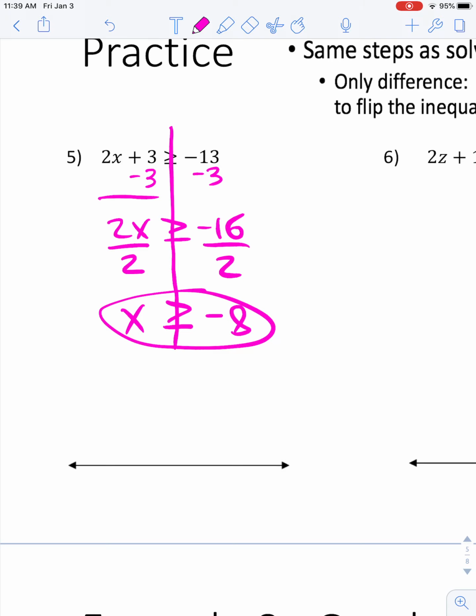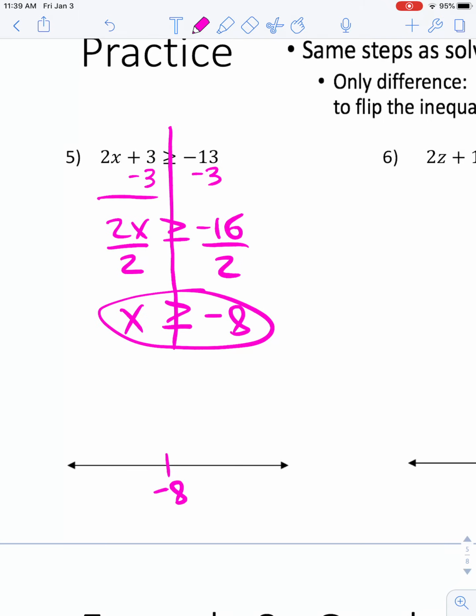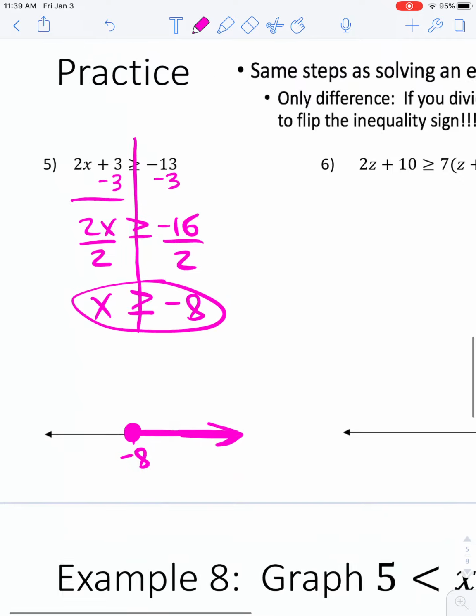That's my answer. X is greater than or equal to negative 8. So I go to negative 8. It's a greater than or equal to, so it's going to be a closed dot. And I'm going to shade to the right because it points to the right. Finally got a greater than there. All right. On to number 6.